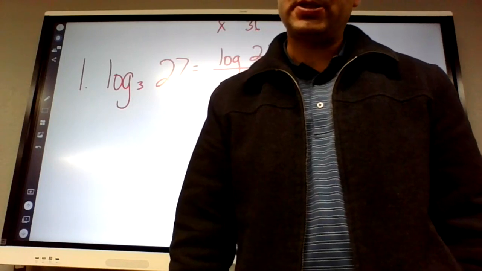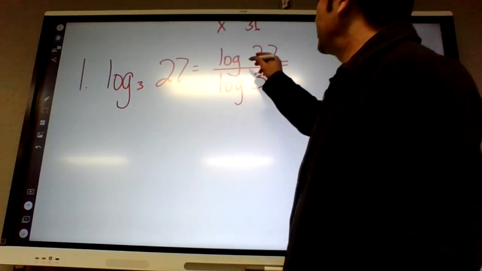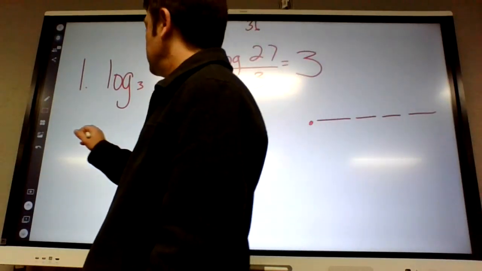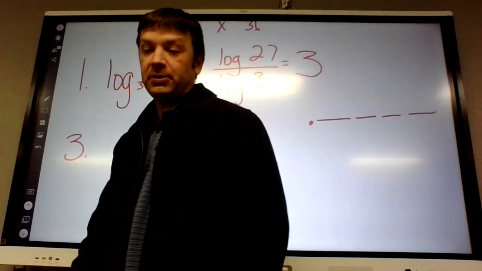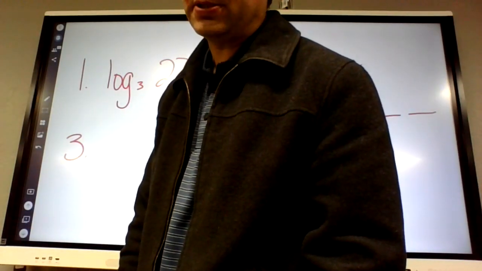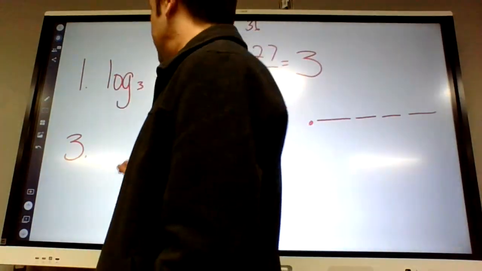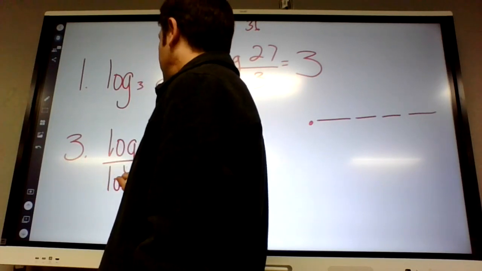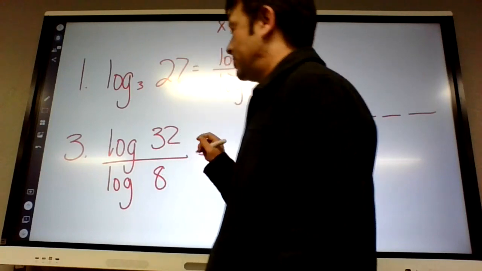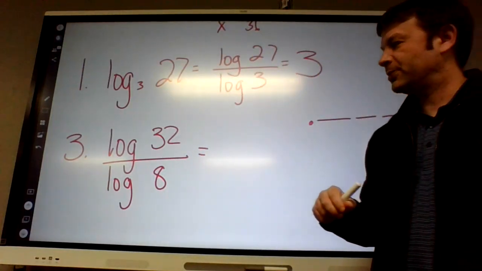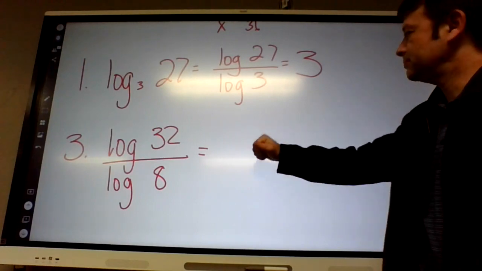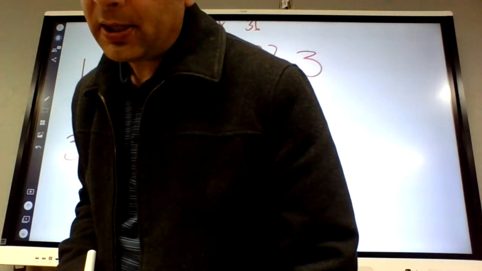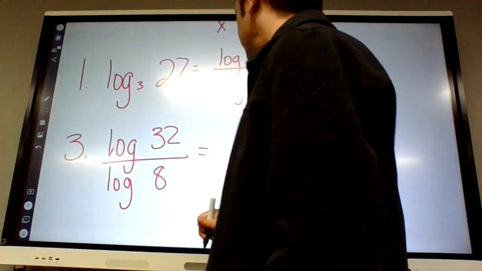Oh, this one comes out nice and pretty because it's base 3. Okay, so I'll go through these kind of quick. Number 3 is going to turn into log of 32 over log of 8. When you use this trick, it doesn't matter what base you use, it always works, even if they use a different base. What did you guys get on that one?